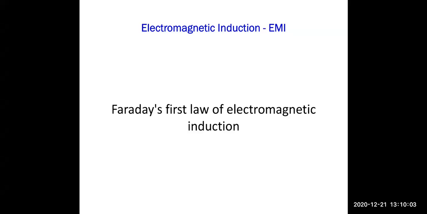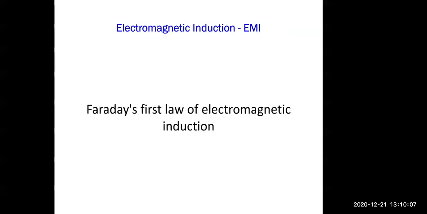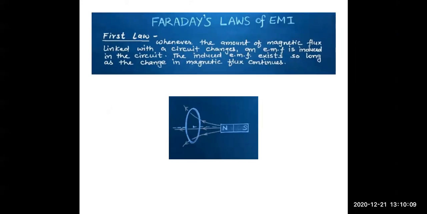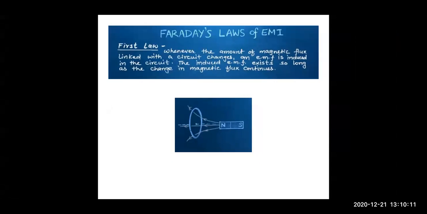So let's begin with Faraday's first law of electromagnetic induction. So children, Faraday's first law tells us about the reason why EMF is produced in a coil. Here we can see that we have a coil having N turns. Now near this coil we have placed a bar magnet.